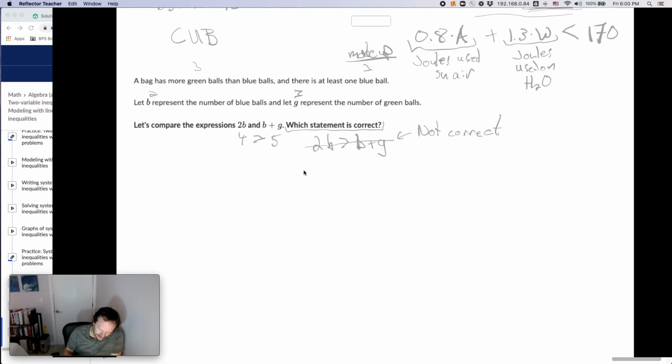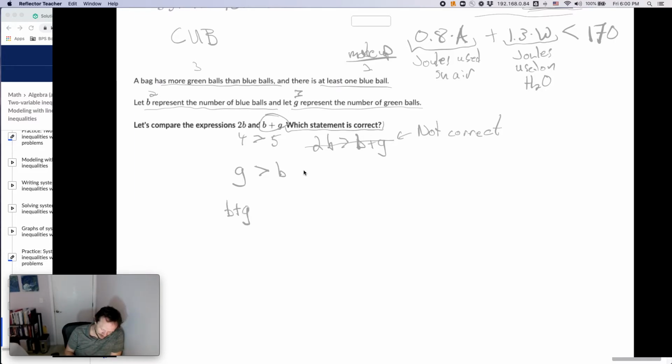Now, once we've done this with some numbers, we can start really thinking about the relationship. B represents the number of blue balls and G represents the number of green balls. A bag has more green balls than blue balls, and there is at least one blue ball. Green is more than blue. And we want to get to something like B plus G. So what do I do to this? Well, what if I add B to both sides of the inequality? Am I going to change the relationship of G and B?